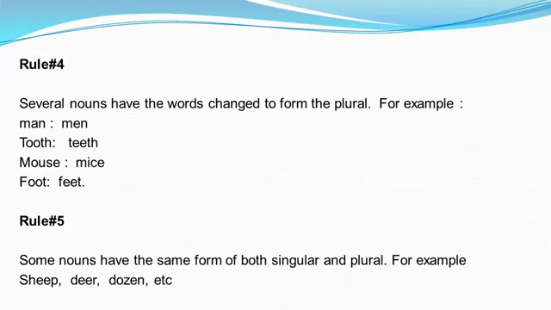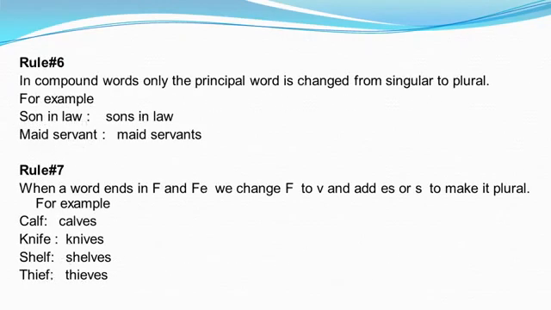Rule number 5. Some nouns have the same form for both singular and plural. For example, sheep, deer, dozen, etc. Rule 6. In compound words, only the principal word is changed from singular to plural. For example, son-in-law. Here, the principal word is son, so we'll write sons-in-law. Maid servant. We'll write maid servants because the principal word is servant.